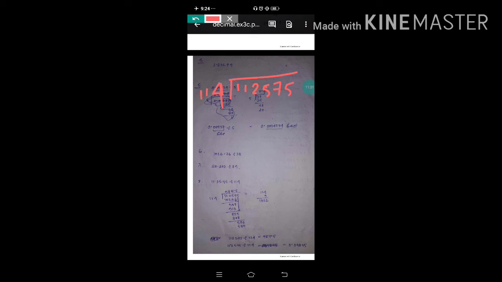Here first 114, that means 3 digits you have to take. So here also 114, here 112. Which one is bigger? Your divisor is bigger, that means it will not go by these 3 digits, that means we have to take this 4 digits. Okay, so now 114 is given.